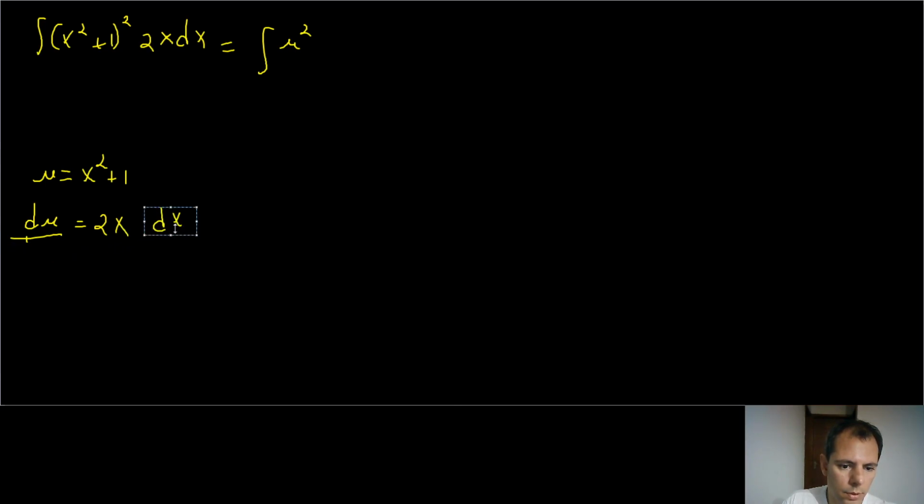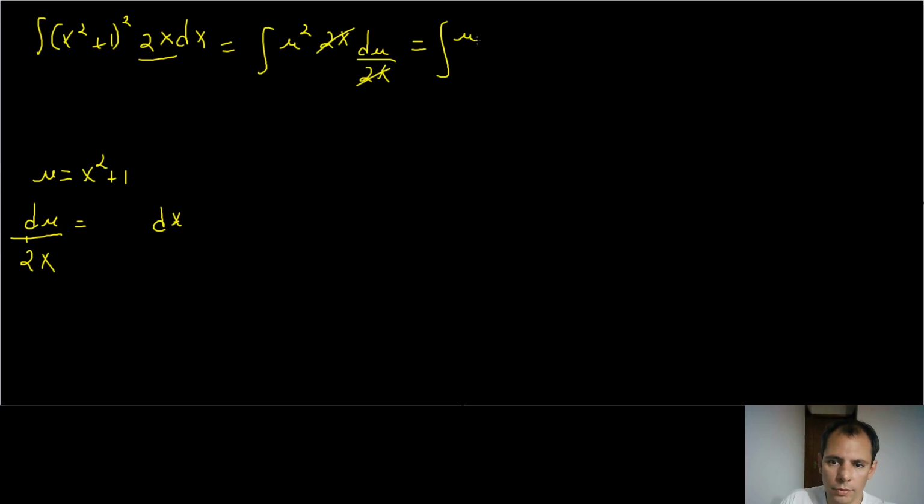That means that, you see what you can do? You can invert these two here, and you can say that dx equals du divided by 2x. Now you have it over here, dx. So this is du divided by 2x, and you have this 2x in here, so you put it in here, and you simplify, and now you have the integral of u squared du.